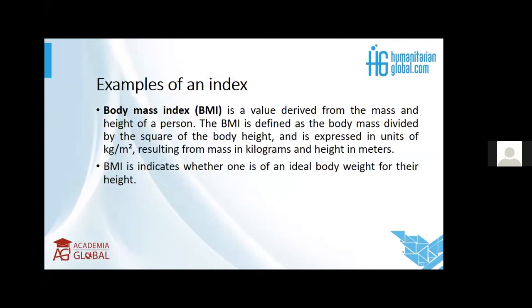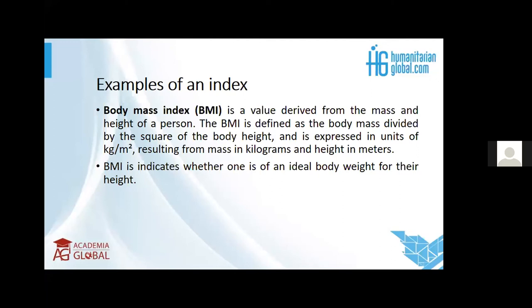For example, we have BMI, body mass index. It is a value that we usually derive from the mass and the height of a person. So we need the mass in kilograms of a person, and then we take their height in meters, and then we work out an index where we divide the mass of that person in kilograms by their height in meters squared, which will give us a value meaning kilograms per meter squared of the person. That is what we call the body mass index.